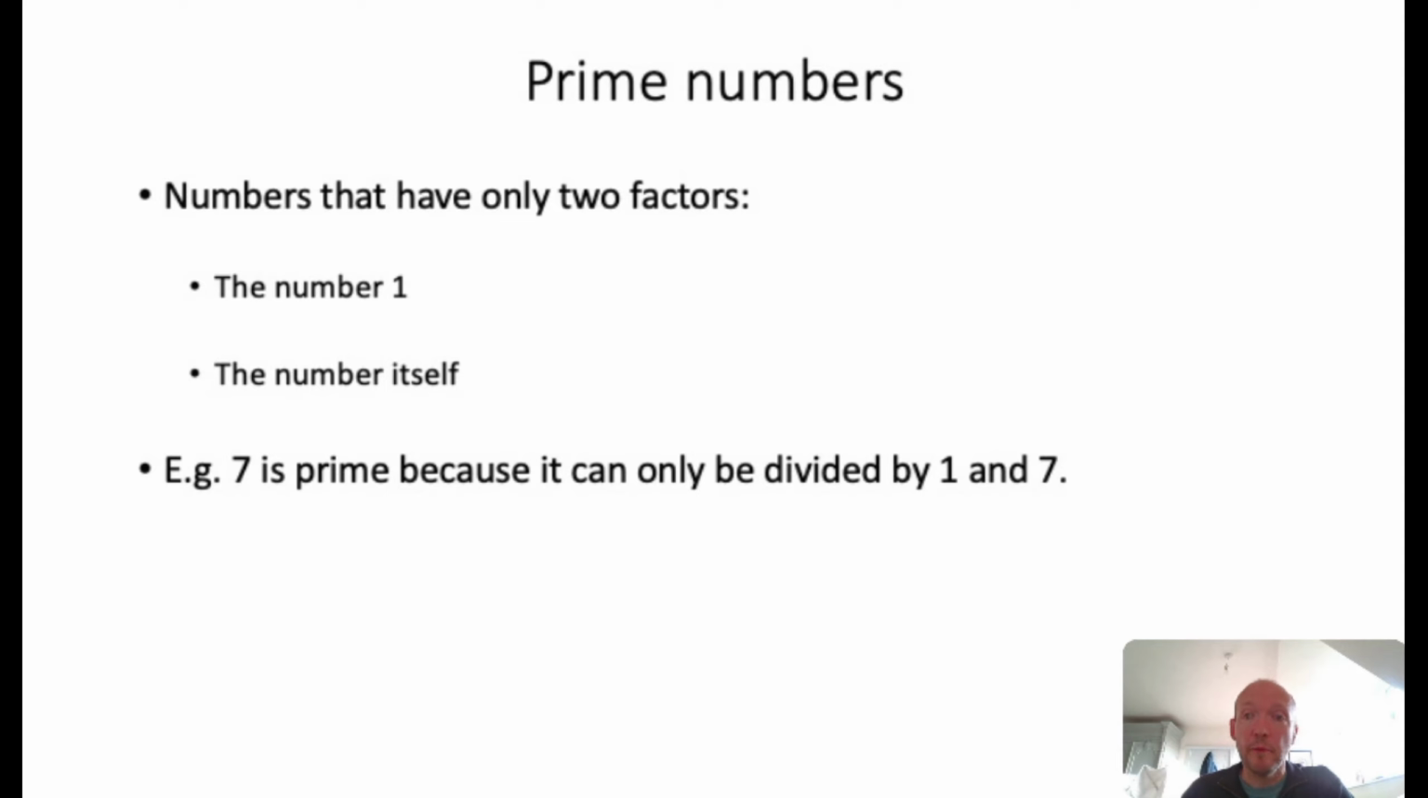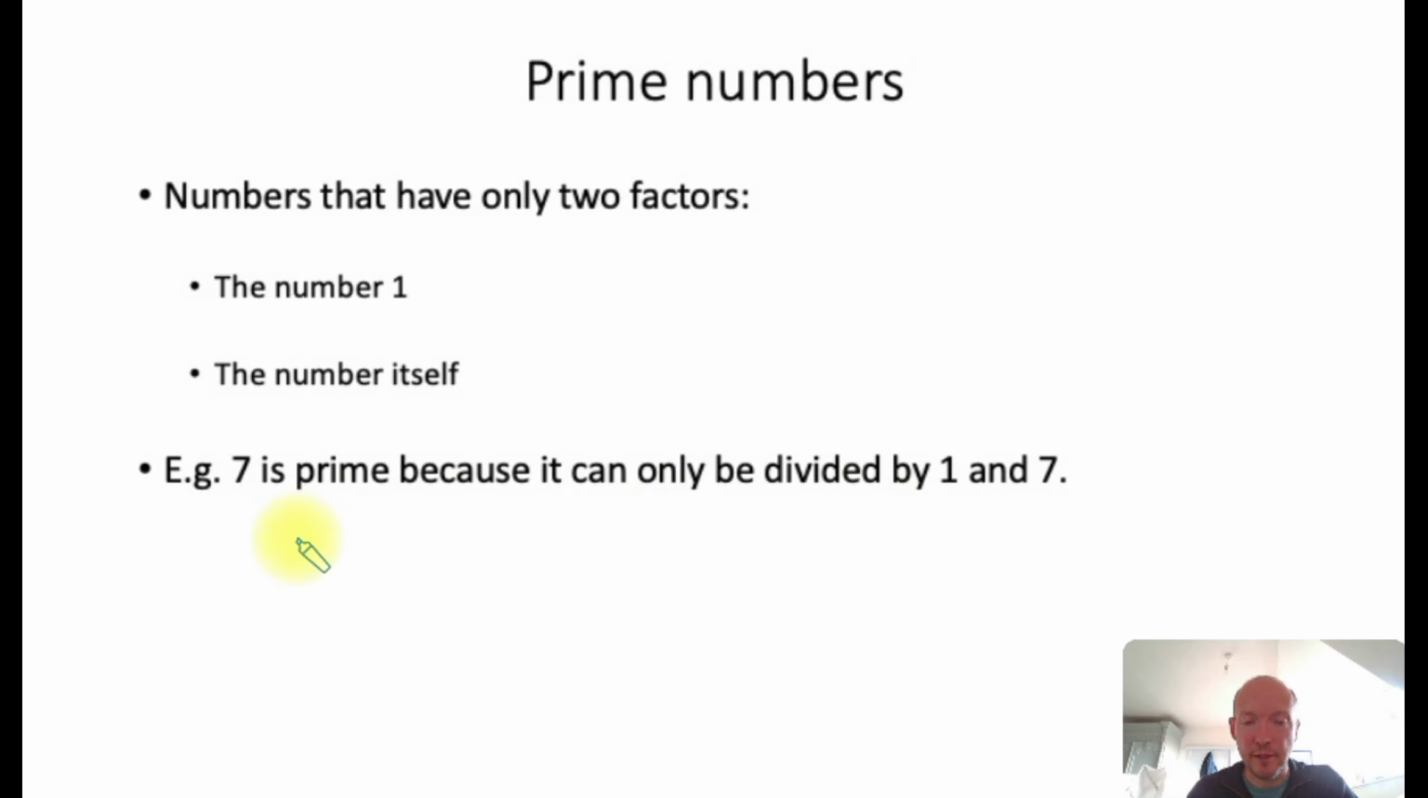Okay, so another kind of number we've got are called prime numbers. Now, prime numbers are, as it says here, numbers that have just 2 factors. And those factors are always 1, because 1 is a factor of all whole numbers, of all integers, and the number itself. So let's take an example. I've said here 7 is prime because it can only be divided by 1 and 7.